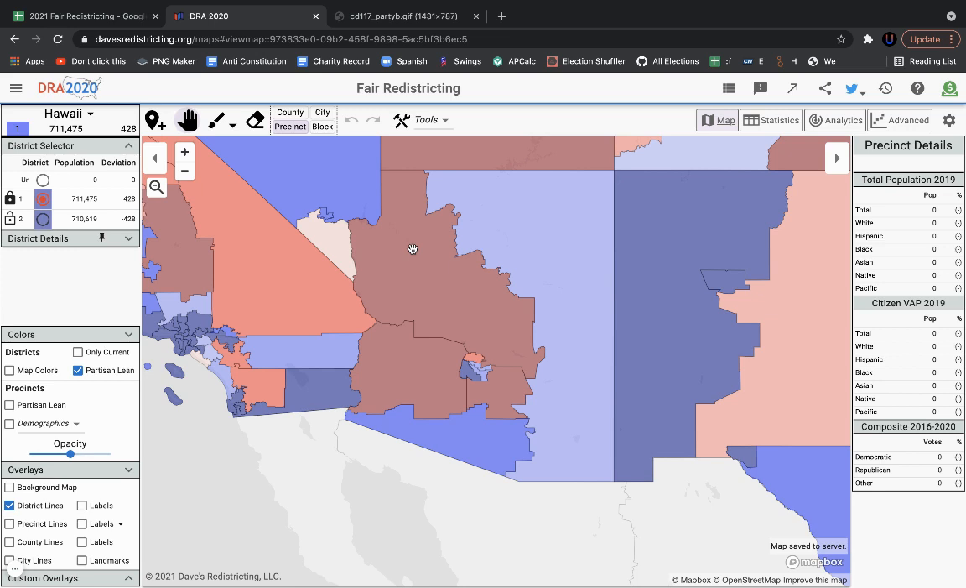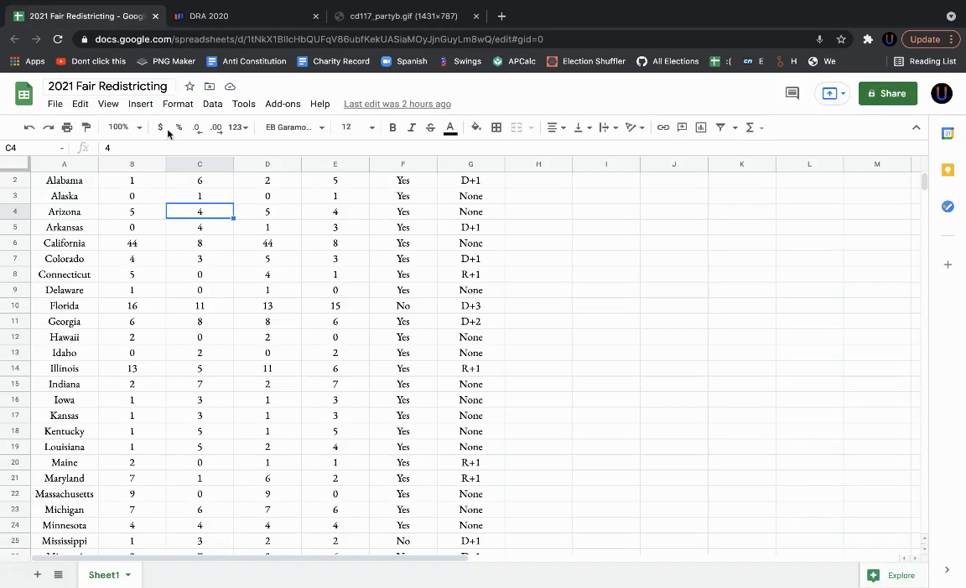I did make a map and posted it on Twitter, and I said, here's my map of Arizona, and the main complaint was that it packed Native Americans into one district. This, however, keeps most of them together in this district, but has a few of them here. So this is a pretty good map of Arizona. Nice and fair. No gains here.